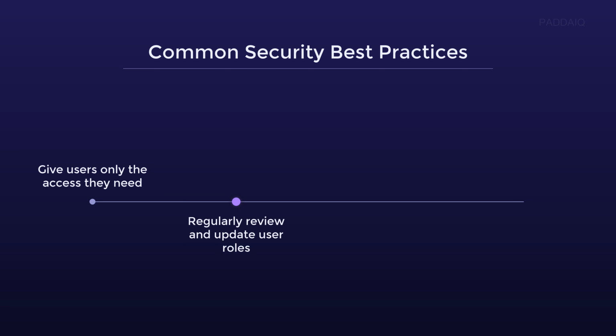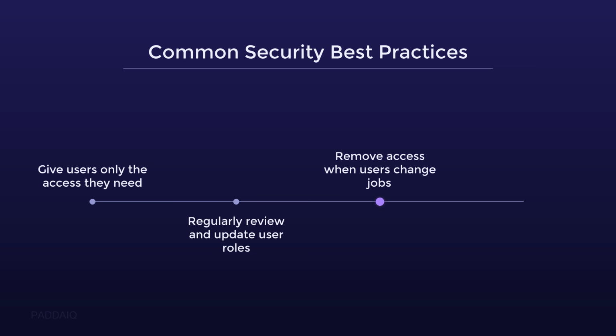Regularly review and update user roles. This means periodically checking that users have only the access they currently need for their job, removing old permissions. For example, when an employee moves from finance to sales, their old financial system access should be revoked. This ongoing process is fundamental to maintaining a secure and compliant environment.